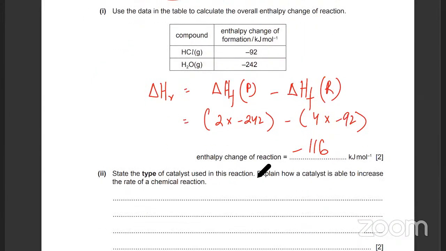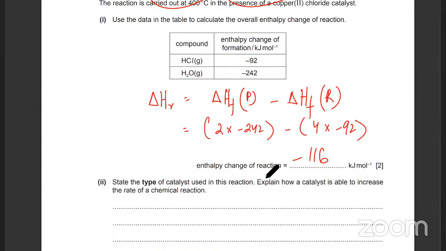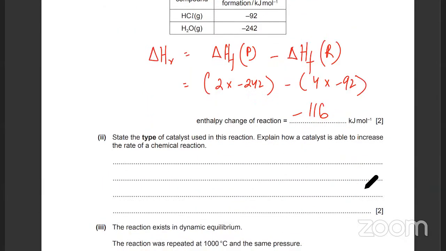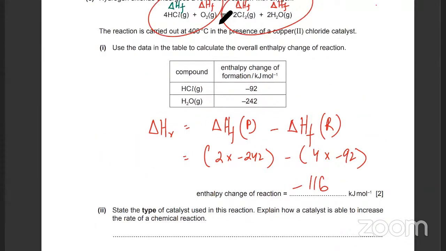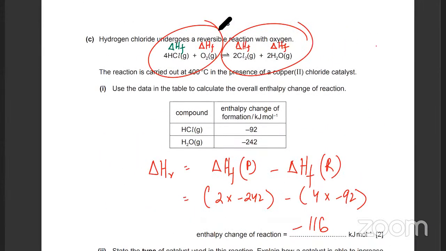State the type of catalyst used in this reaction. Explain how a catalyst is able to increase the rate of chemical reactions. I don't know what details are required, but what type of catalyst? Copper(II) chloride catalyst is added. What type of catalyst is this?